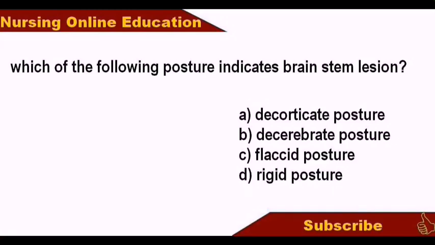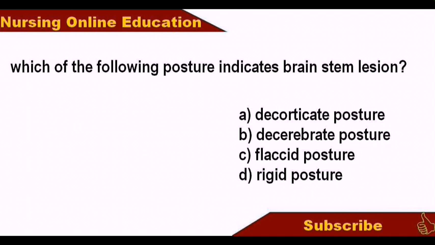Question: which of the following postures indicates brainstem lesion? Options are A. Decorticate posturing, B. Decerebrate posturing, C. Flaccid posturing, and D. Rigid posturing. The correct answer is option B, decerebrate posturing. As you see, all these postures are abnormal, pathogenic, okay? But the question is which indicates brainstem lesion.